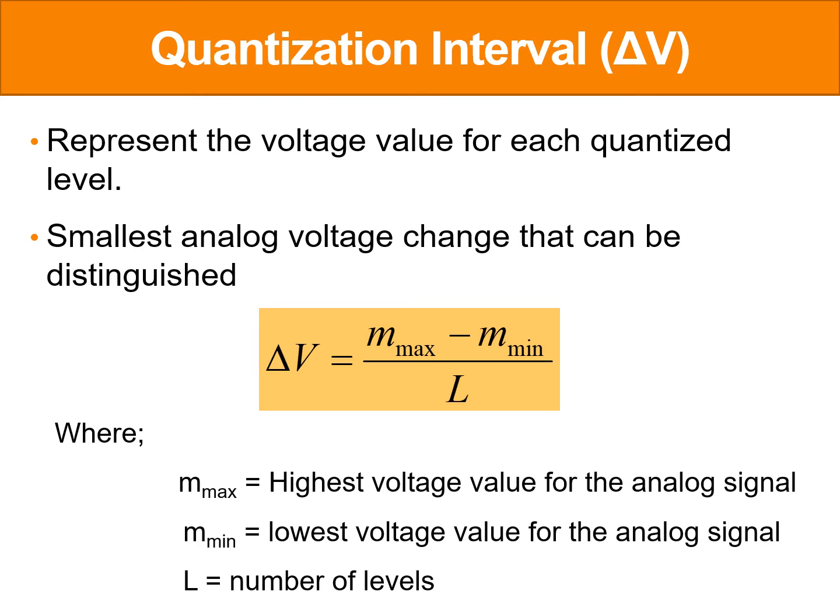So, another step in quantization is the quantization interval, which is delta V, or in other words we call it step size. It represents the voltage value for each quantized level, the smallest analog voltage change that can be distinguished, with delta V equals M maximum minus M minimum divided by L. Where M maximum is the highest voltage value for the analog signal, M minimum is the lowest voltage value for the analog signal, and L is the number of levels.